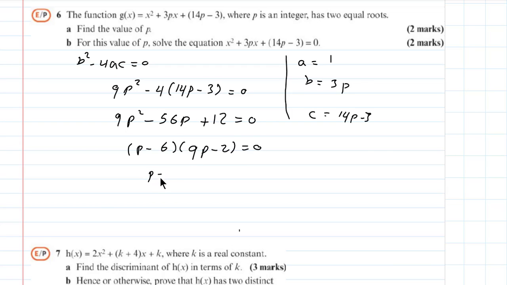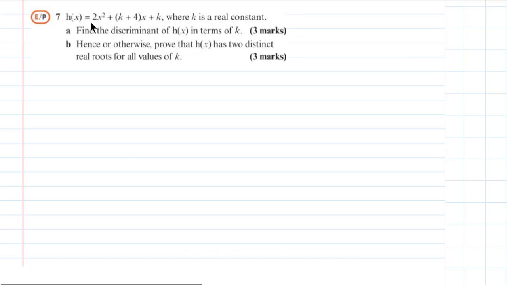Either p equals 6 or p equals 2 over 9, but I think p should be what? It should be an integer, right? Yes, integer. So we will accept this solution only. Okay. 7. h of x equals, where k is a real constant.